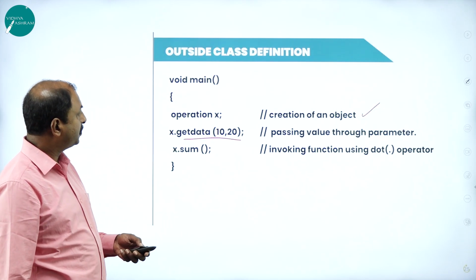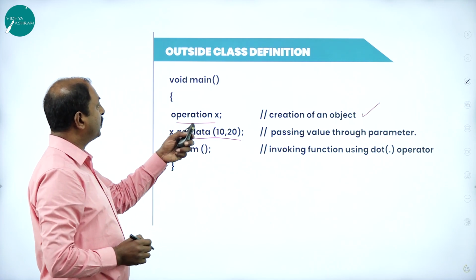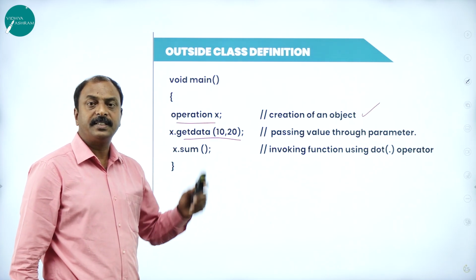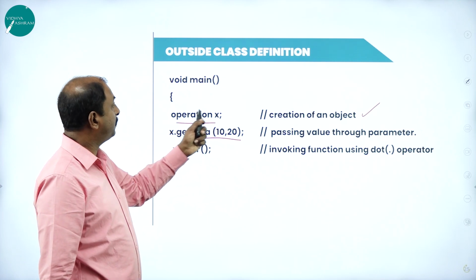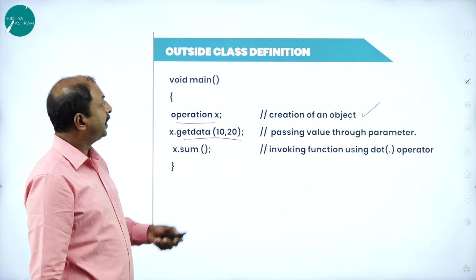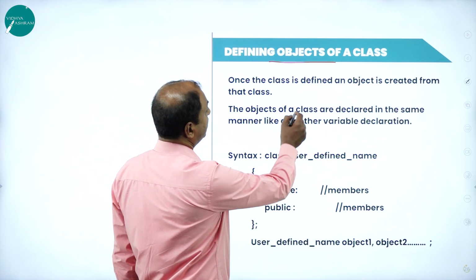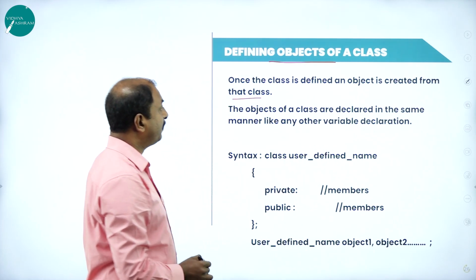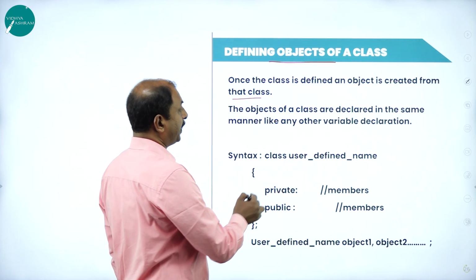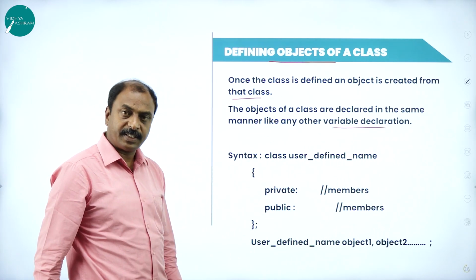One method you have generally seen is this one: the name of the class, space, x. That is the identifier that indicates an object of this particular class. Now another syntax: once the class is defined, an object is created from the class. The objects of a class are declared in the same manner as any other variable declaration. Now let us see the syntax of that.